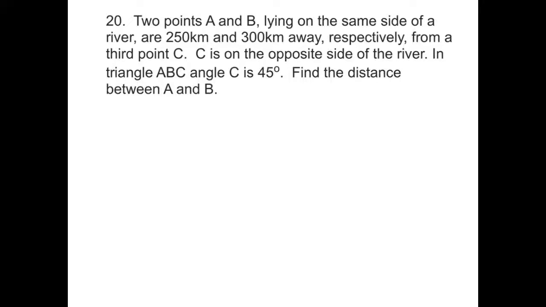Points A and B lying on the same side of a river are 250 kilometers and 300 kilometers away respectively from a third point C. C is on the opposite side of the river. In triangle ABC, angle C is 45 degrees. Find the distance between A and B.